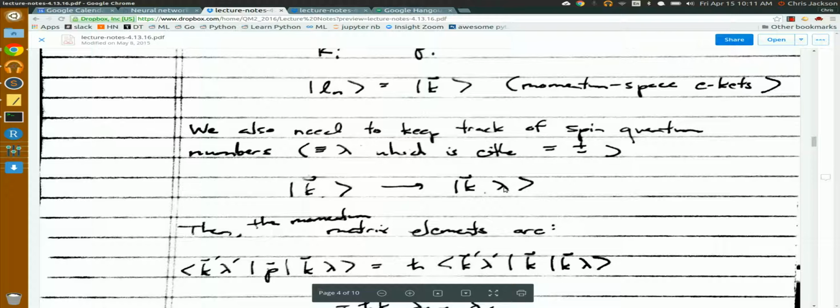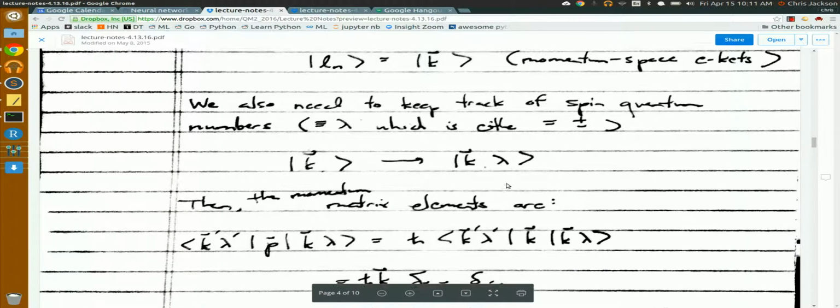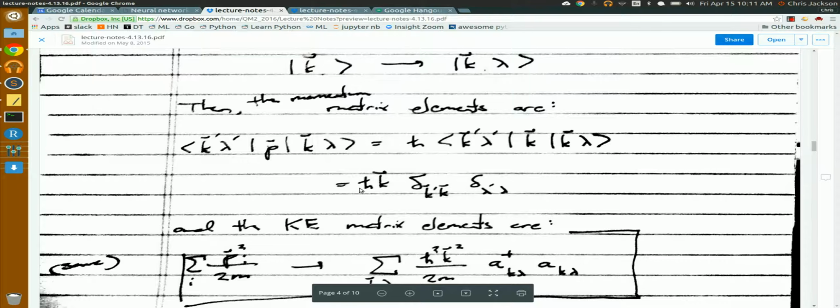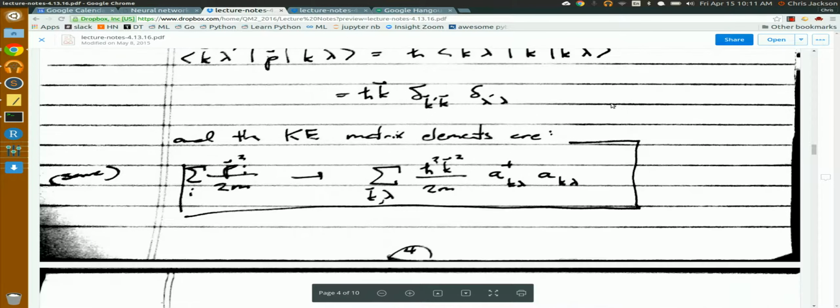But you also have to keep track of spins, because we're dealing with electrons, so our state's not only specified by momentum, but also by the spin. We went ahead and computed that, and we found that it just gives us h bar k, where k is just a number, with some delta functions due to the orthonormality of these states. Using our general formula for 1-particle operators, we can write down the operator for kinetic energy. It makes sense, because it's basically just counting up all the particles that have momentum k and multiplying by the kinetic energy of that state. Okay.